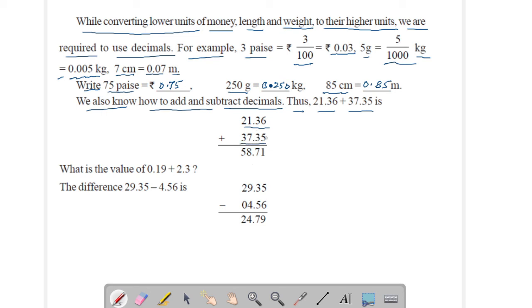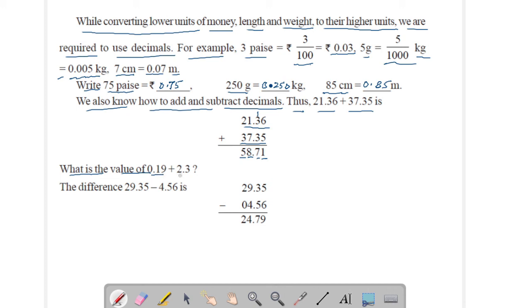So 6 plus 5, 11. Take 1 and 1 is carry. Now add all this. 1 plus 3, 4. 4 plus 3, 7. Then 1 plus 7, it is 8. Put decimal below decimal. Then 2 plus 3, it is 5. Write here 5. Your answer will be 58.71.